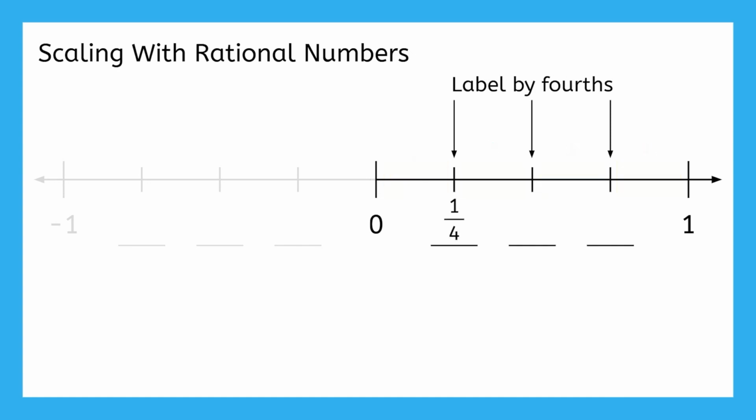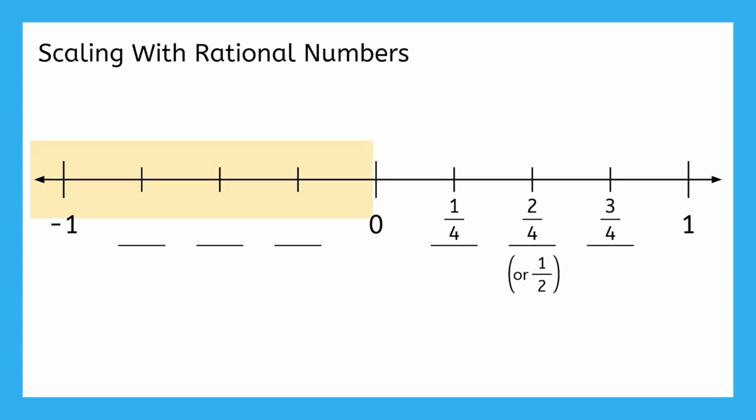You can use fractions or decimals for your scales as long as you're consistent throughout the entire number line. For now, I'll be using fractions. Let's keep going. The next tick mark right in the middle between 0 and 1 would be 2/4, or 1/2 if you simplify. Then it's 3/4. Now, let's check out the left side of this number line.